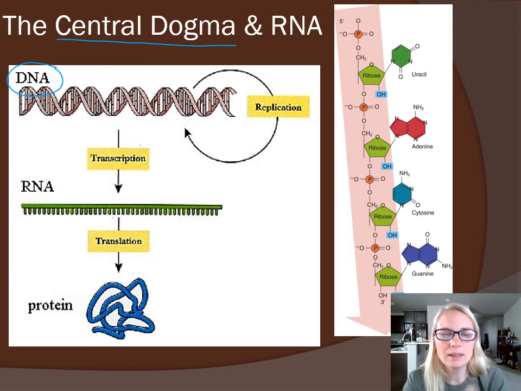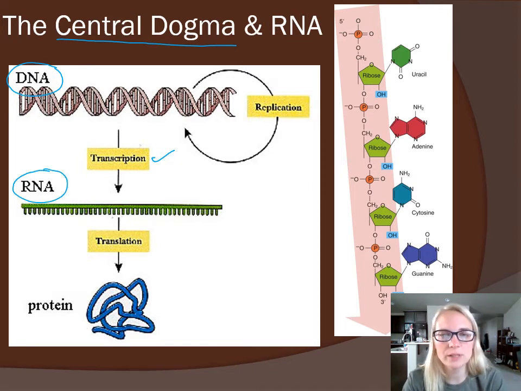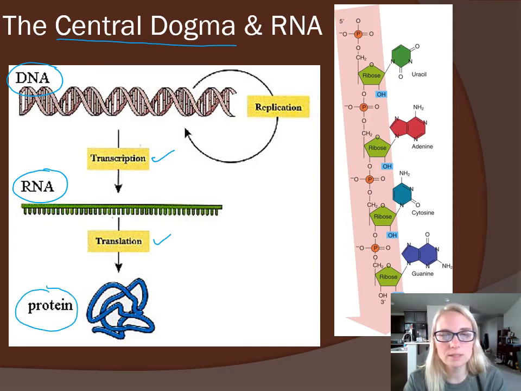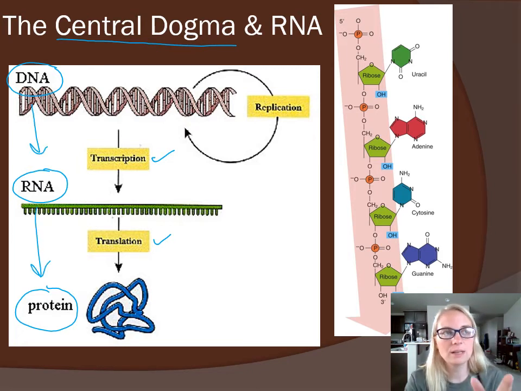That DNA is then copied in a special process called transcription into a very similar type of molecule called RNA. So DNA was deoxyribonucleic acid, RNA is just ribonucleic acid. And then through another special process called translation, that RNA is converted into a protein product. Okay, so this is the central dogma, DNA to RNA, RNA to proteins. It is the path of gene expression.